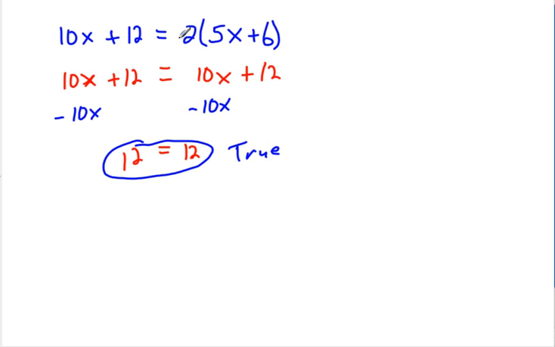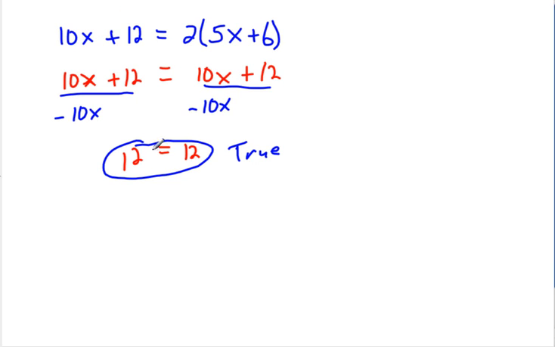Well, it turns out that the expression on both sides of the equation is the same. So what we're saying is, this equals this, and it actually does. It's the exact same thing. So x can be anything.